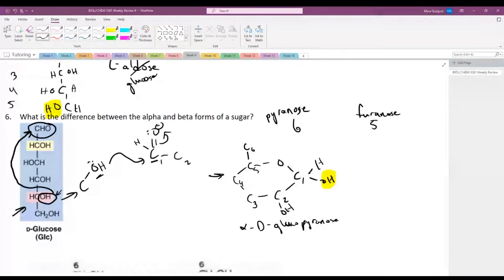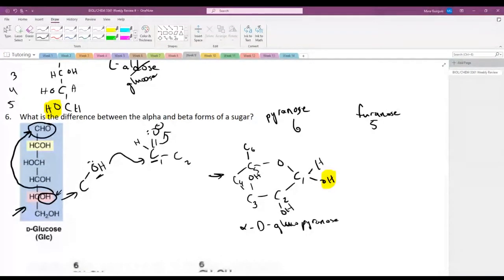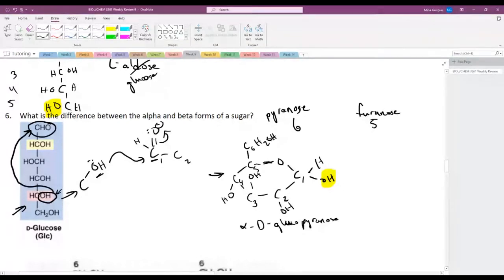Carbon number 2 has its hydroxyl group pointed down, and I'm not going to draw the hydrogens for the sake of space. Carbon 3 has its hydroxyl pointed up. Carbon 4 is pointed down. Carbon 5 is the hydroxyl of carbon 5, and carbon 6 is CH2OH. Okay, so let's look at this.